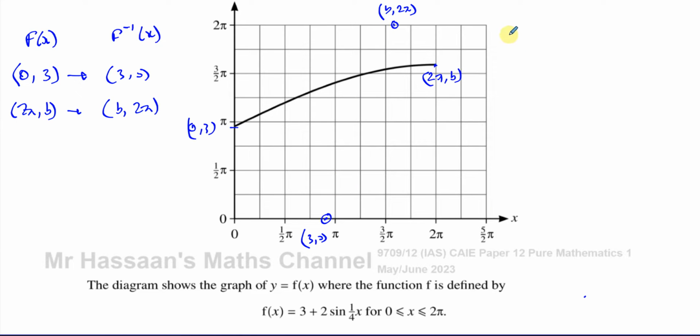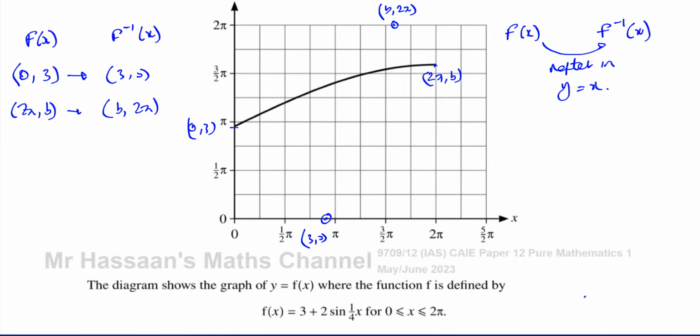The other thing we know is that if we compare f of x and f inverse of x, I almost wrote dash. Dash doesn't mean inverse, so be careful of that. Dash means the first differential, but we're finding the inverse here. If we compare these two, then to get from one to the other, you have to reflect in the line y equals x. The inverse function and the original function are reflections of each other in y equals x, because the x values become the y values and the y values become the x values.